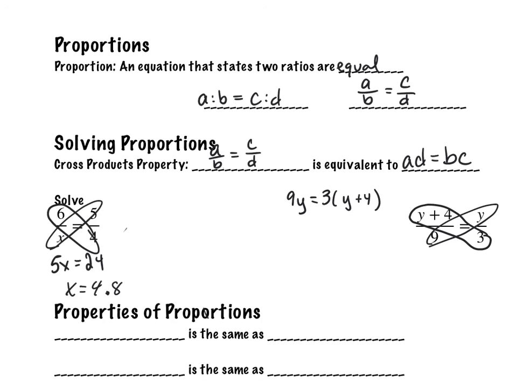Okay, so like, if we take a quiz over that, would that make us lose half a point? No. So I'm going to distribute that. All right, so 9y equals 3y plus 12. All right, so now I have an equation that I can solve. Subtract 3y, so we get 6y equals 12. Y is equal to 2.